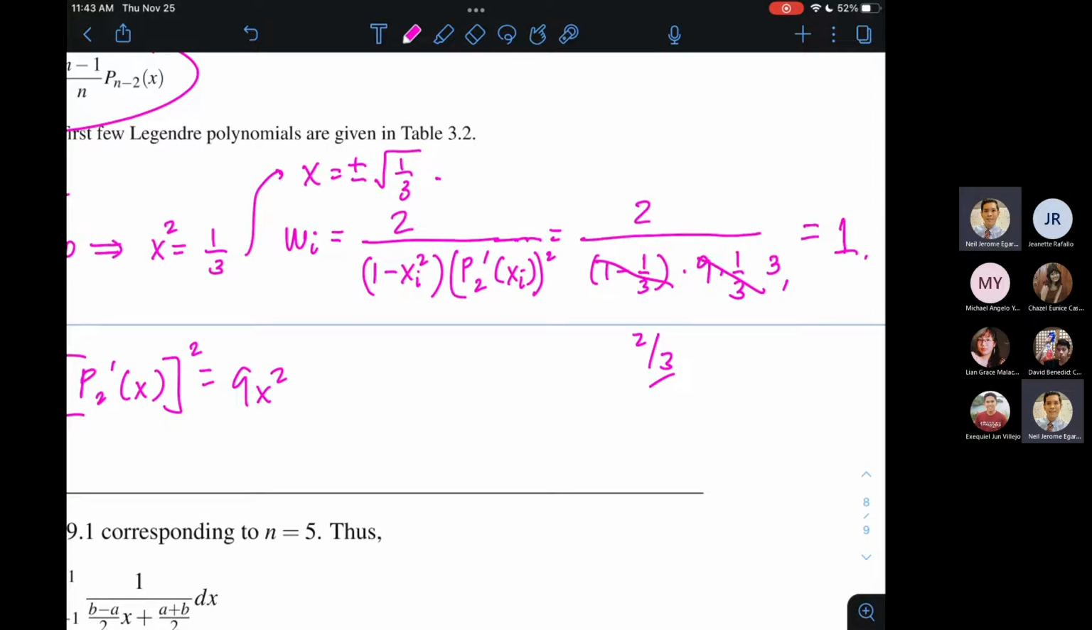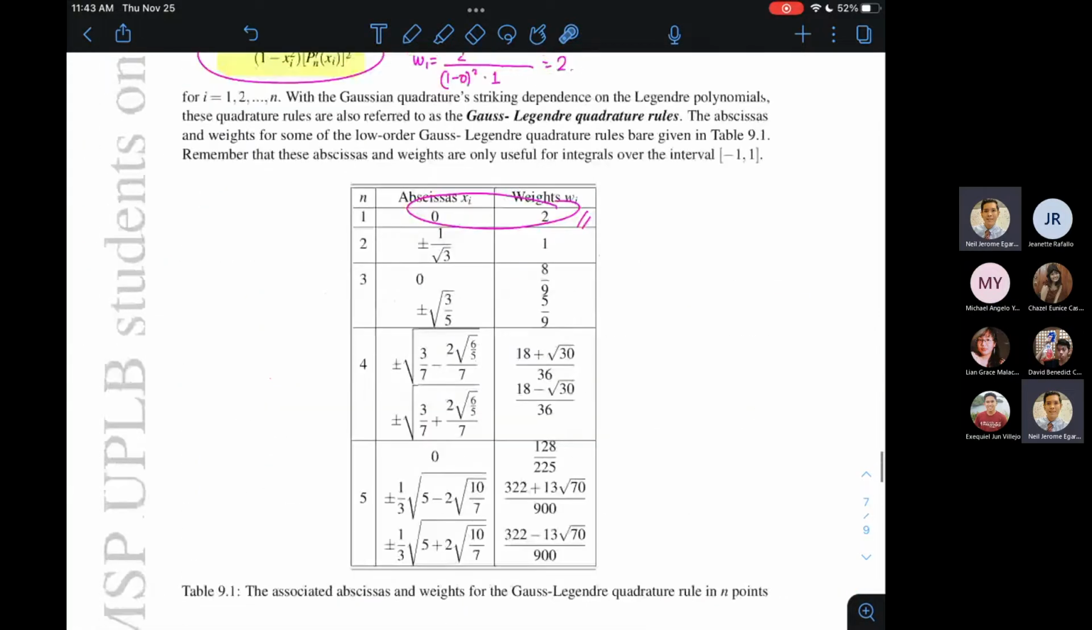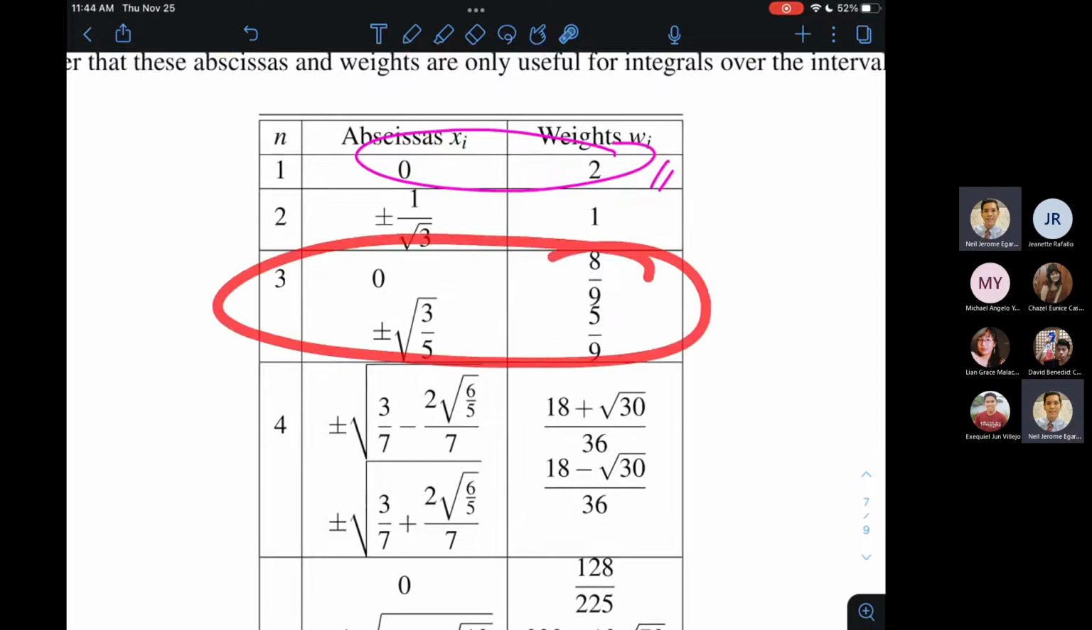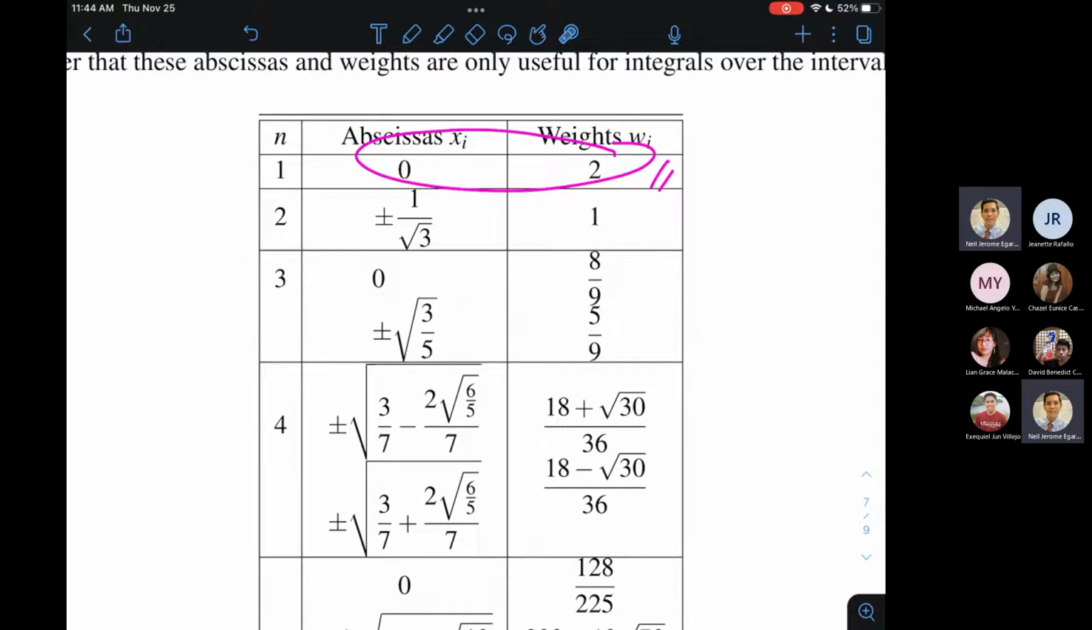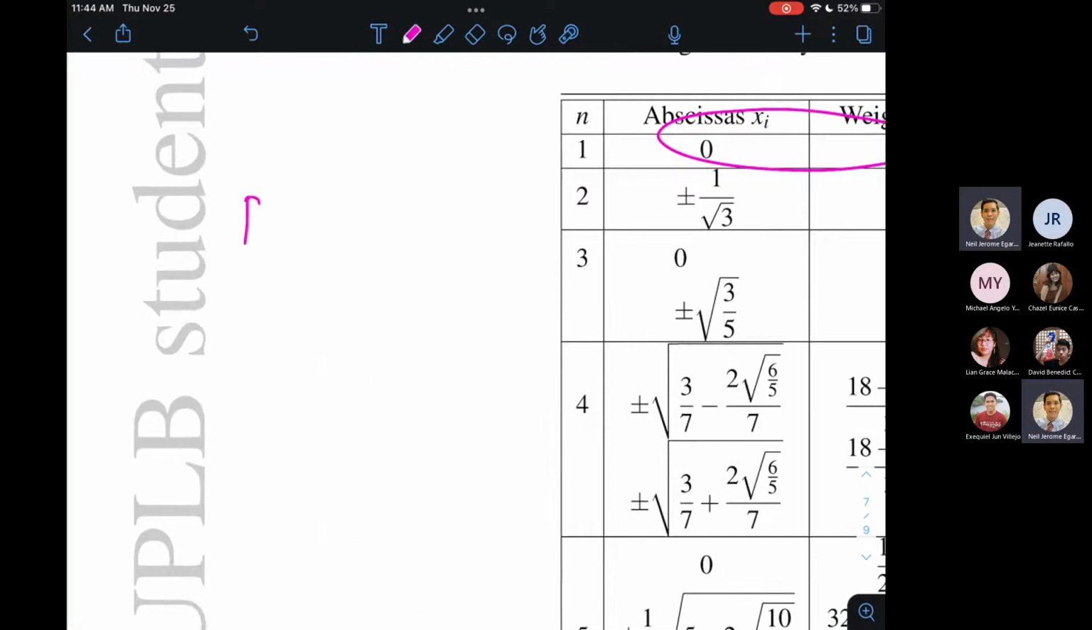So indeed, ang weight associated dun sa dalawang roots or dun sa dalawang abscissas na na-compute natin ay parehas 1, as what we have gotten from the derivation we had last time. So now, kung gusto nyo ng 3-point Gaussian quadrature rule, pwede nyo gamitin either yung definition natin from last time or pwede nyo tingnan ano si P3, yung Legendre polynomial of degree 3. I-solve nyo yung roots niya.